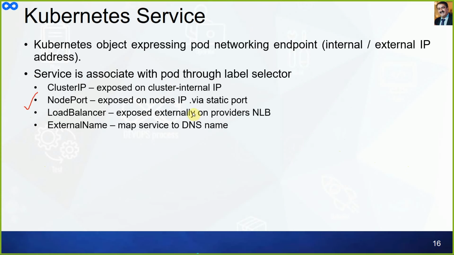Load balancer: you want to give the external IP through the network load balancer service offered by many cloud providers. External name is for a DNS name server, like a domain name.